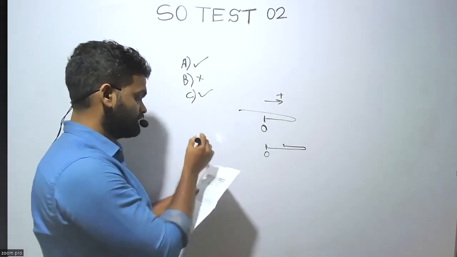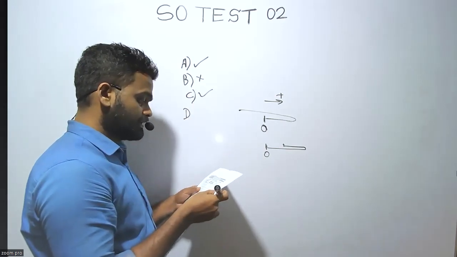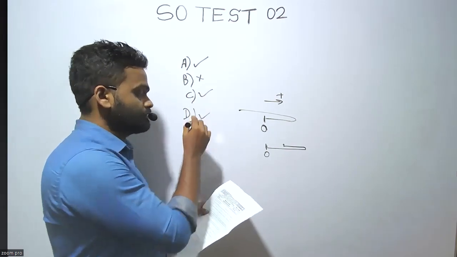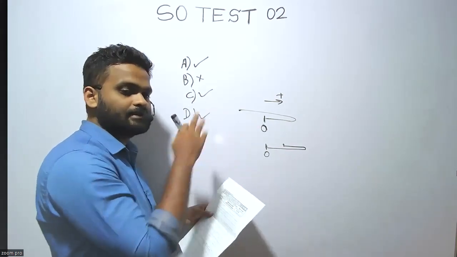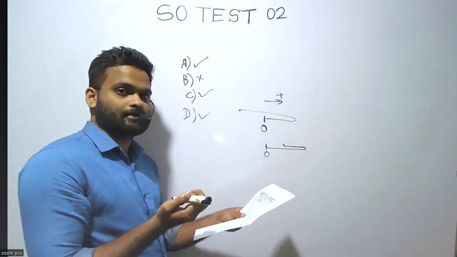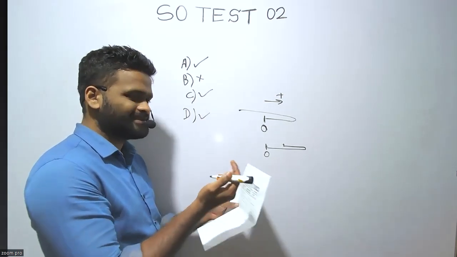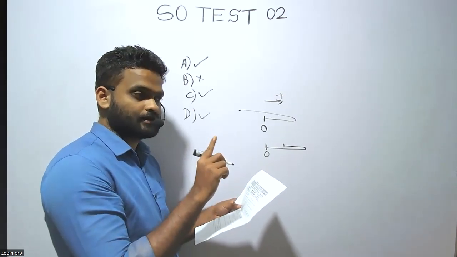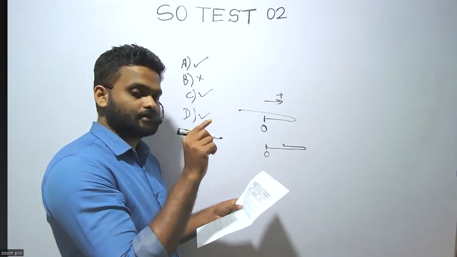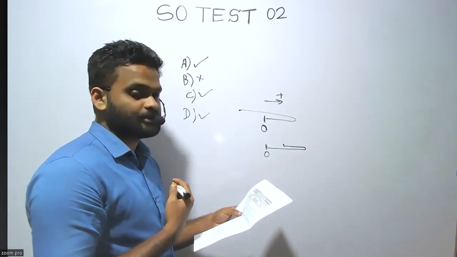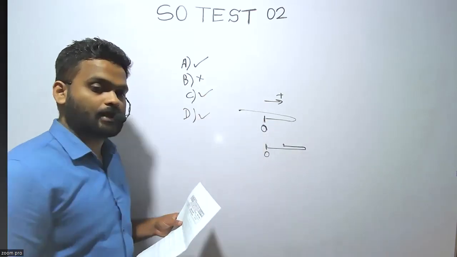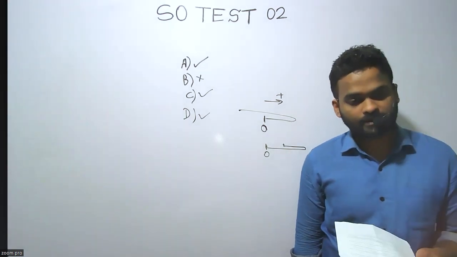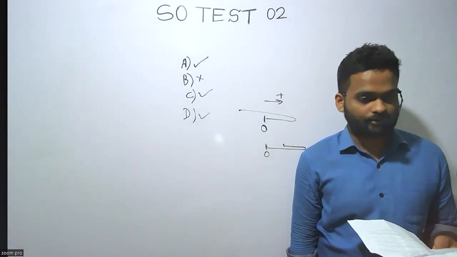Then D. Distance cannot be less than displacement. Yes, it is true, right? Because distance always adds up. It doesn't decrease. Only displacement can decrease. The displacement and distance can be the same, or distance is larger. Distance is equal to or larger than displacement. It cannot be less than displacement, right? That you have to understand. That is the key difference between distance and displacement. So the answer should be the fourth one.